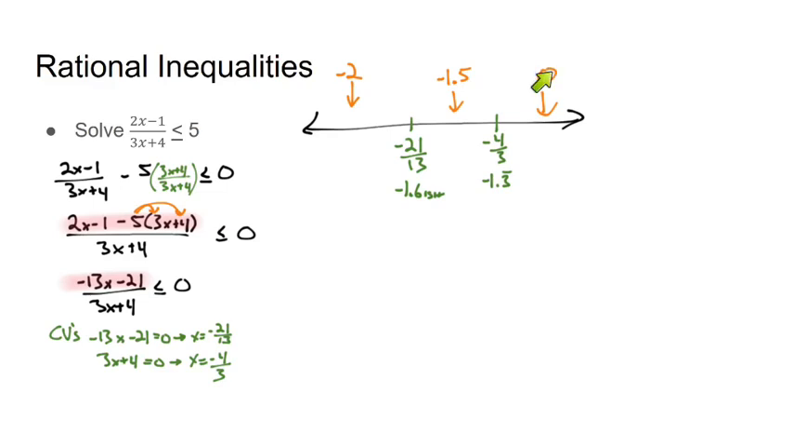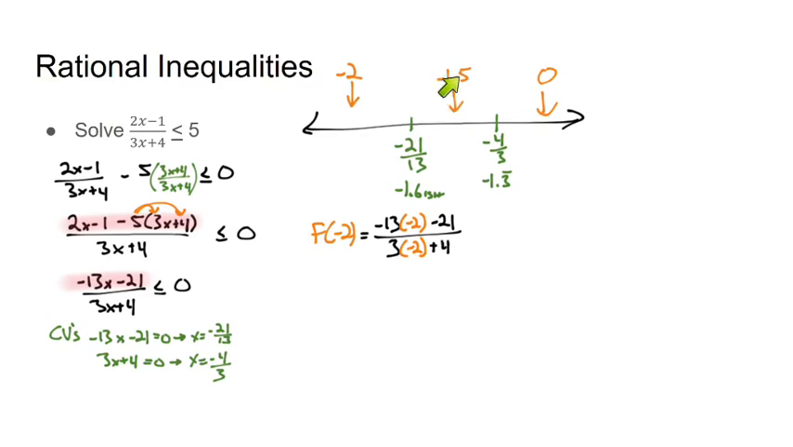Now, what I'm going to do is take each of these values and substitute them into this expression right here to see where it is positive and where it is negative. Because what we're looking for is where it is negative. We want it to be less than or equal to 0. So we are going to do f of negative 2, and I'll start with this one, substituting into this expression. So what we're going to have is negative 13 times negative 2, and then we're going to subtract 21, and that's going to be all over 3 times negative 2 plus 4.